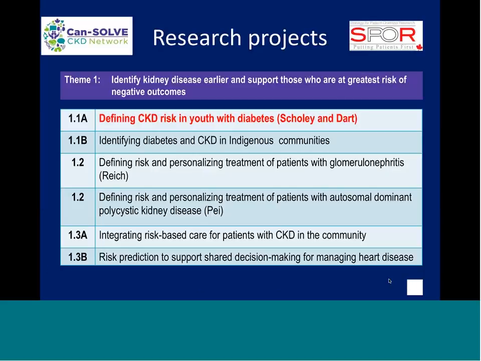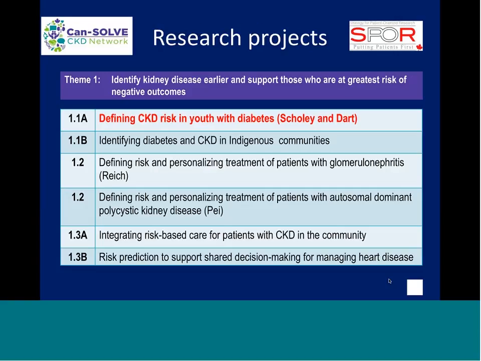Theme 1 is, again, to identify kidney disease earlier and support those who are at greatest risk of negative outcomes. Our project is listed as Project 1.1A, and our goal is to define chronic kidney disease risk in youth with diabetes. That includes both type 1 and type 2 projects.